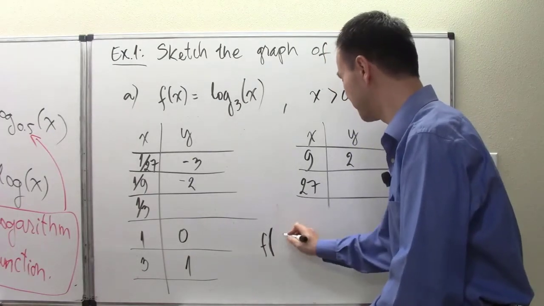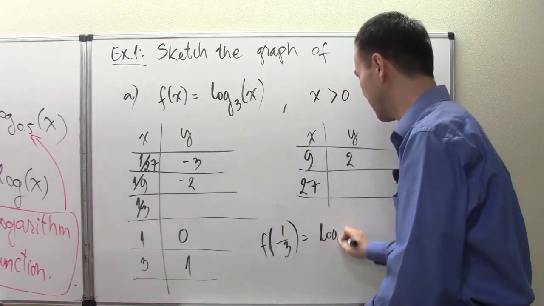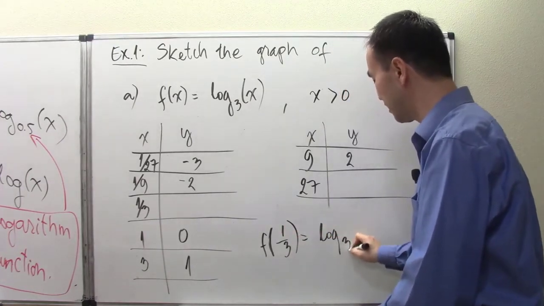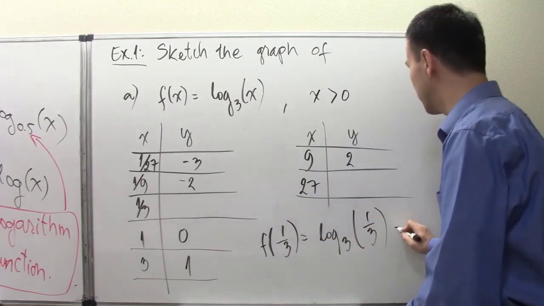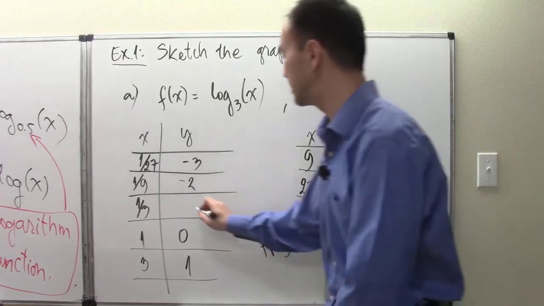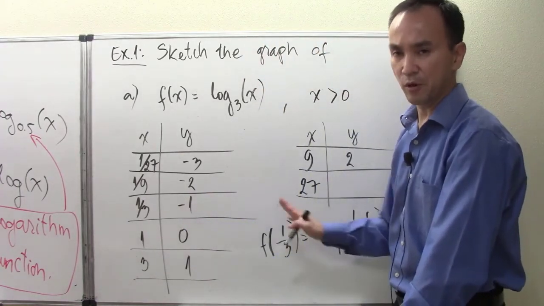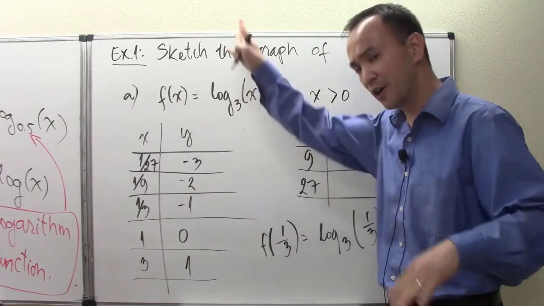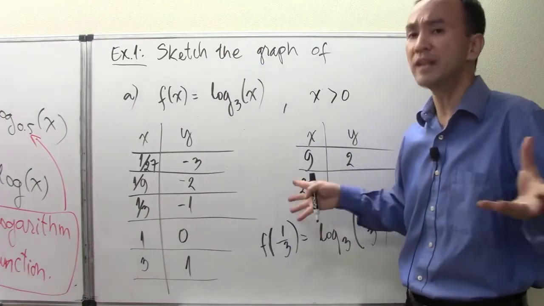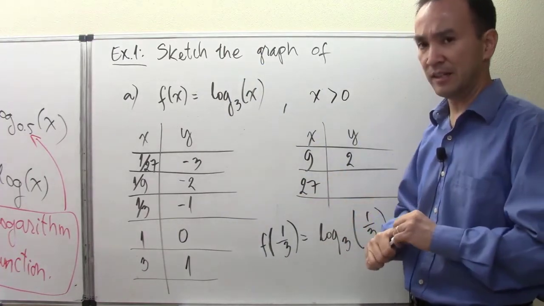And so f of 1/3: the rule says take the log base 3 of 1/3, and now that gives me -1. All right, -1. I believe the table of values is long enough, even though it definitely did not cover all values, and we don't need to do that. Just a few will be good enough for us to see the shape of the graph.